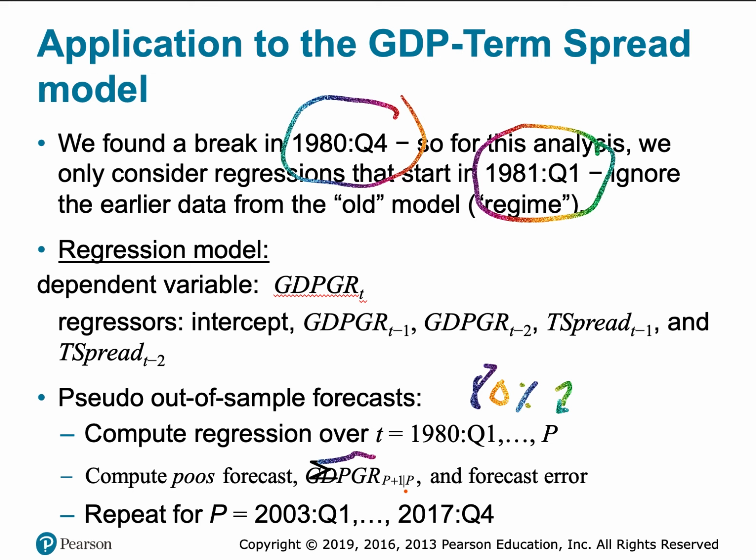Because we're doing a pseudo out-of-sample forecast, you can actually identify the forecast error, because you know what the GDP growth rate in P plus 1 is. You have a forecast of it and you have an observation of it. So you can identify the forecast error.